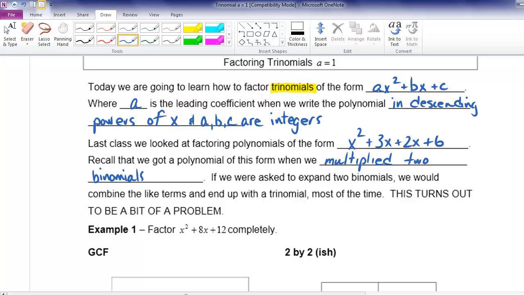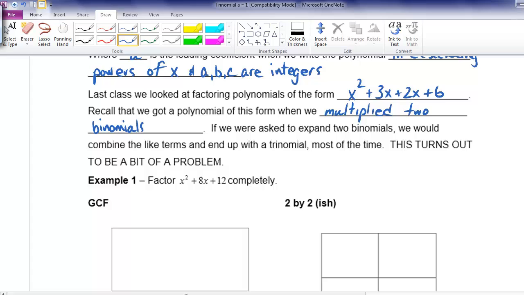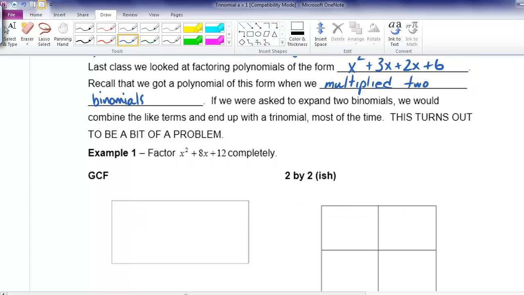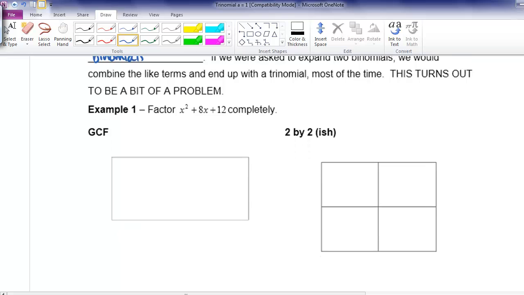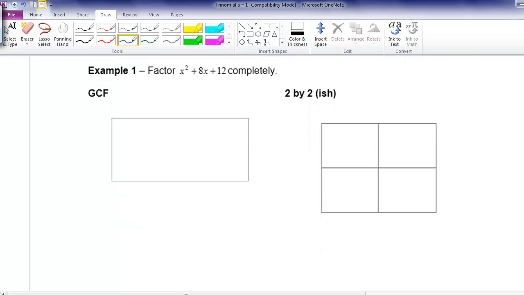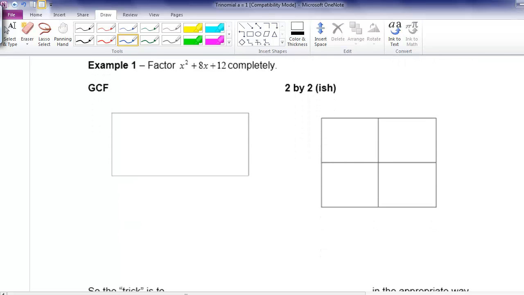So being a good student and combining like terms when you multiply turns out to be a little bit of a problem when we want to unmultiply. So let's look at an example and the problem that I'm talking about with a trinomial. So here's an example of a really simple trinomial. And if I were going to do my area model, it would have three parts to it. It'd have an x squared part, it would have a plus 8x part, and it would have a 12 part.